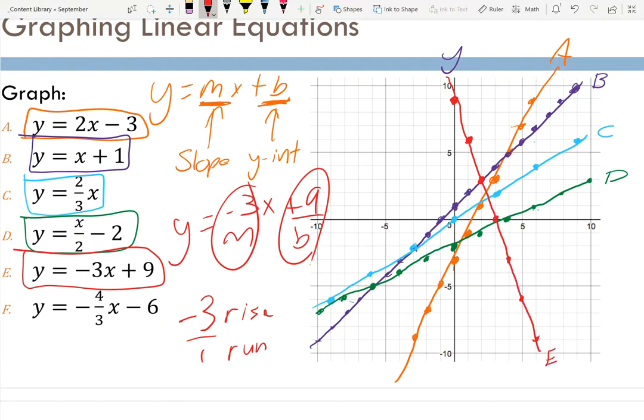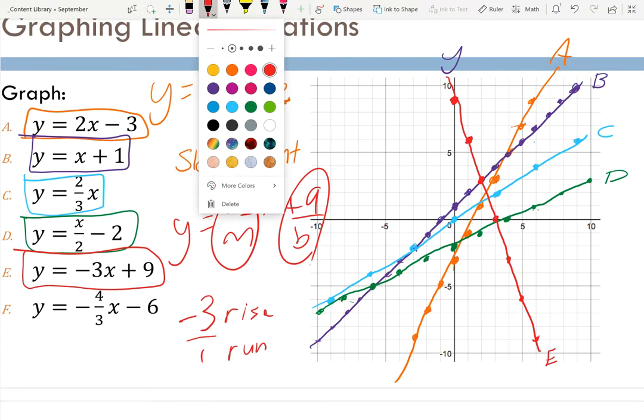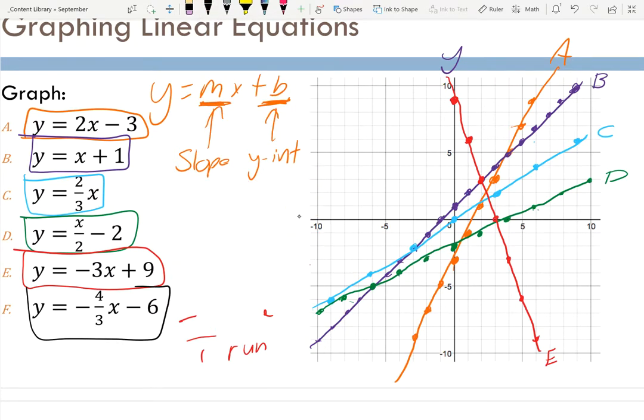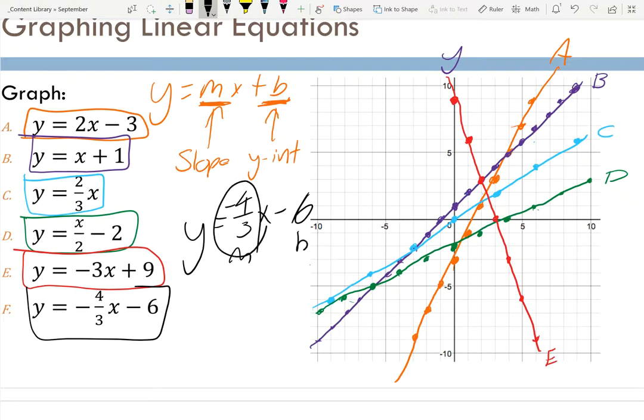That's E. And then we have one more that we can get a graph. One more, let's use, what color have we not used? We can just use like black. Never really use black. All right. So we have y equals negative 4/3 x minus 6. Okay. So our m clearly negative 4/3 and b clearly negative 6. So we're going to start. Our first point is going to be at negative 6.